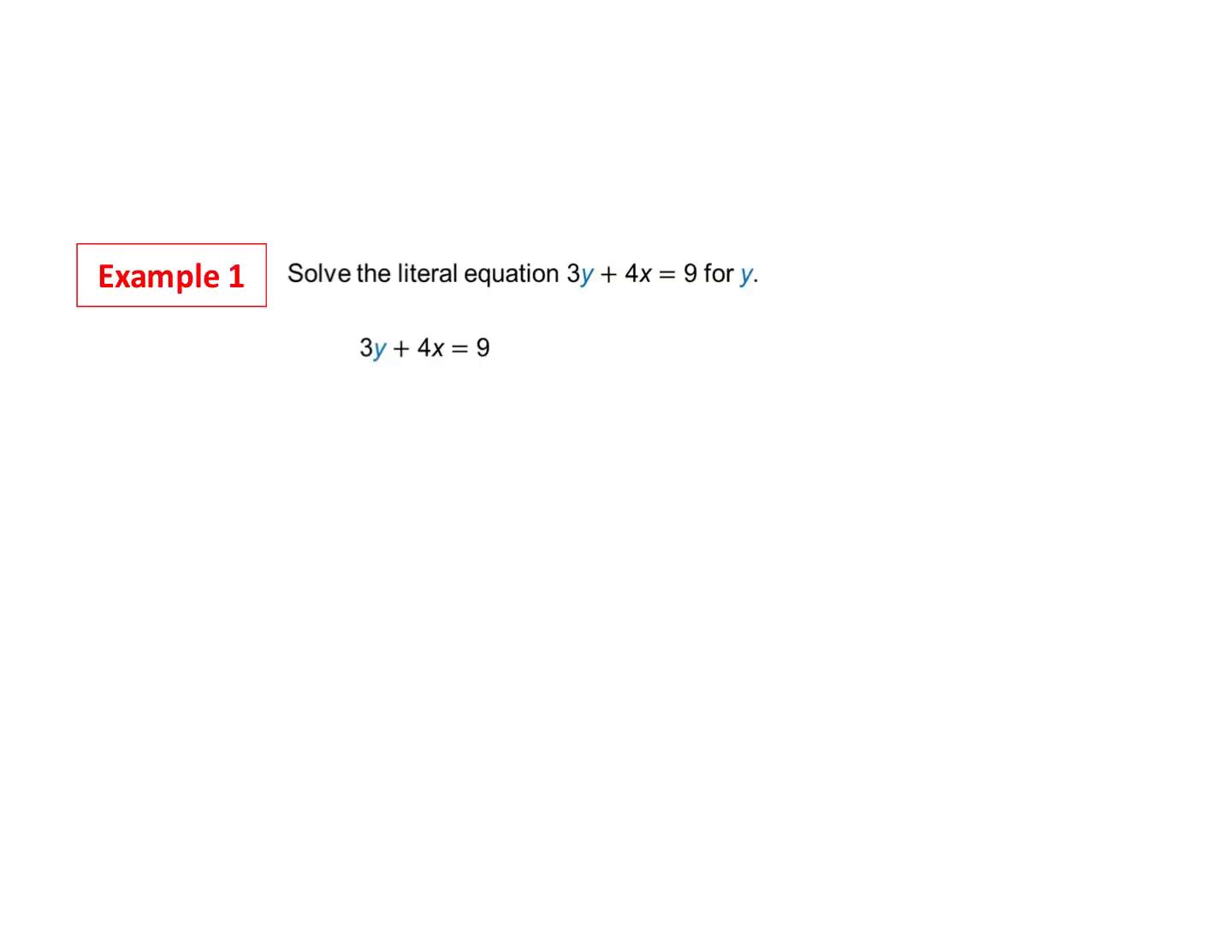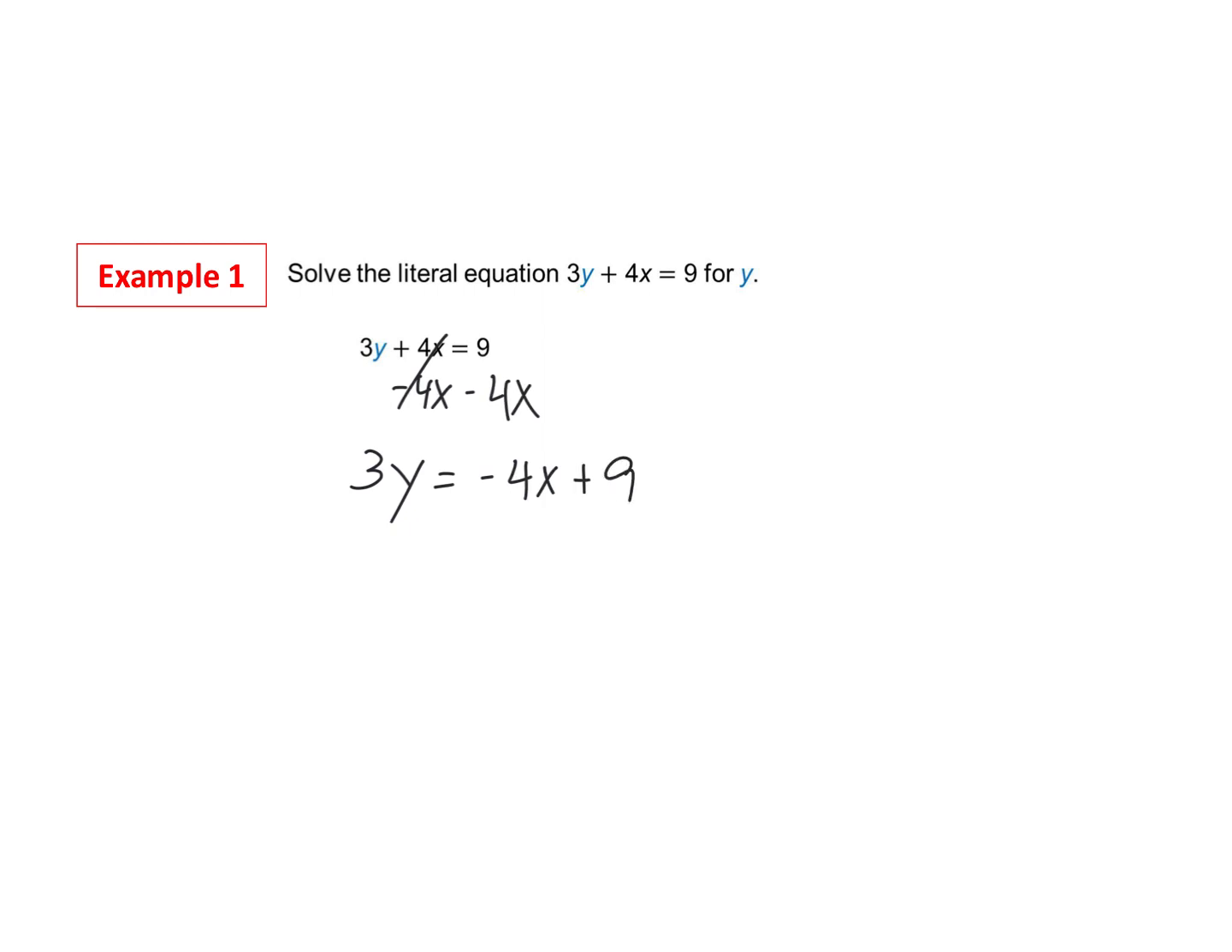Now, solve the literal equation 3y plus 4x equals 9 for y. Now, they want us to solve for y. Please try to take a second, pause the video, and try to work it on your own. Alright, so I hope you guys paused. I'm going to subtract the 4x from both sides because I want to make sure that that term with that y is alone.